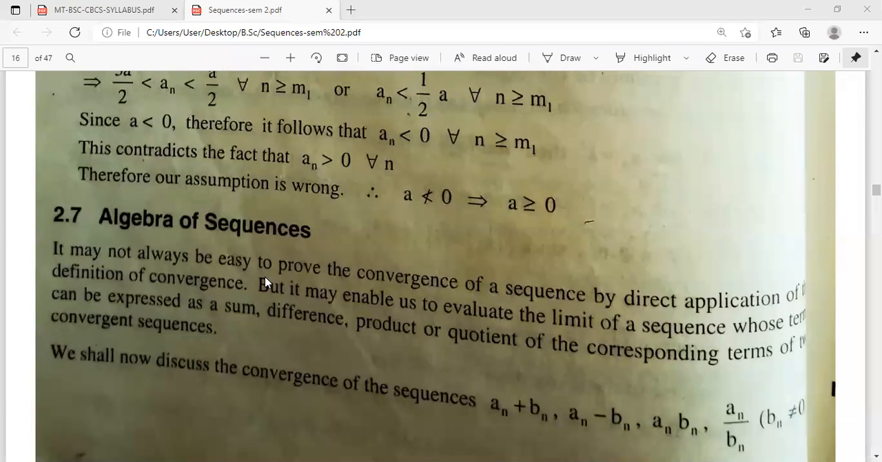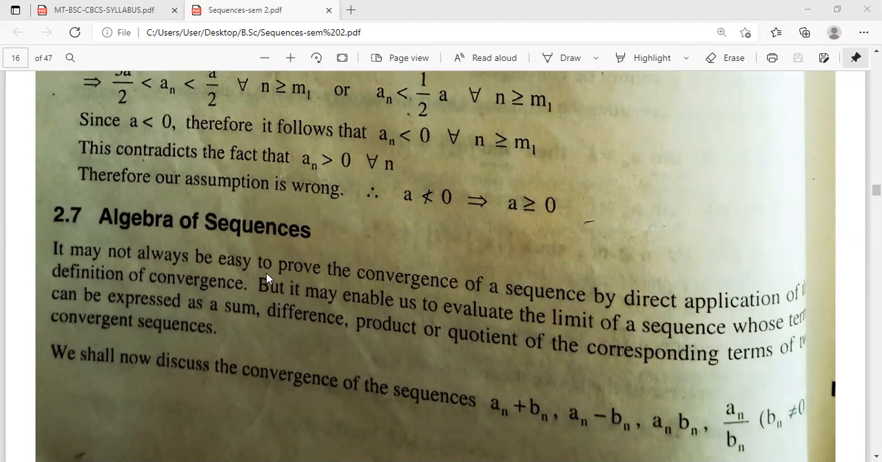Now algebra of sequences. After this, we studied bounded and unbounded sequences, convergent, divergent, and oscillatory sequences, which are over. Then theorems on sequences: every convergent sequence has a unique limit, which is over.